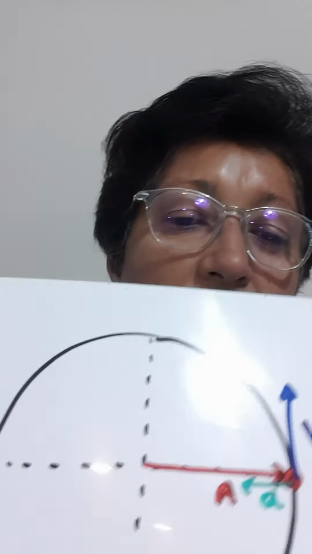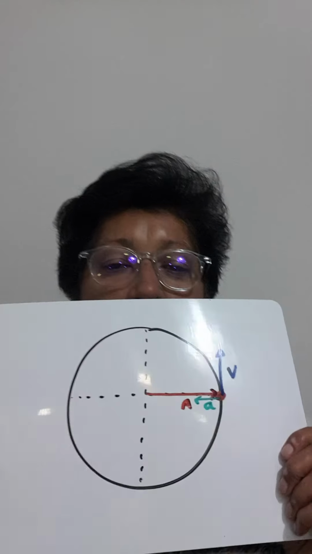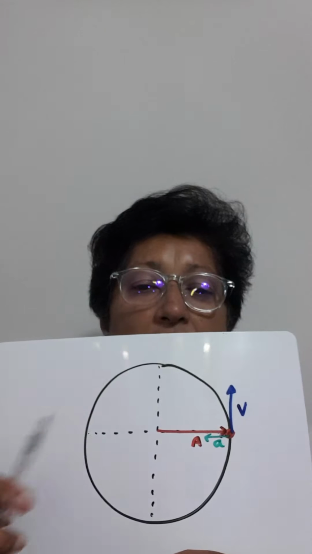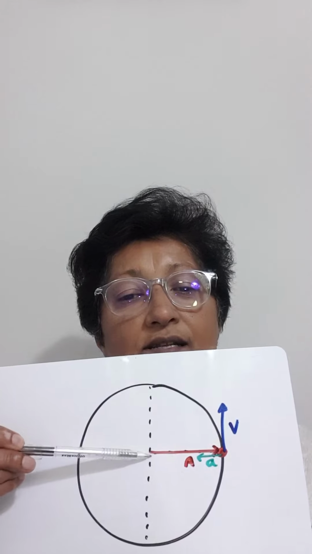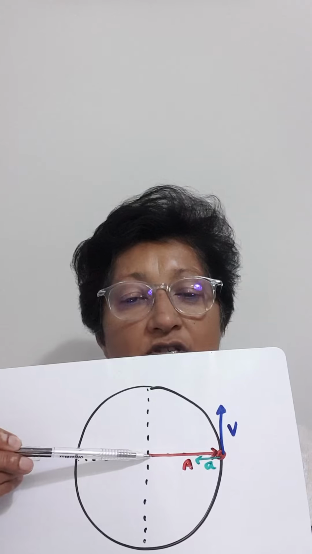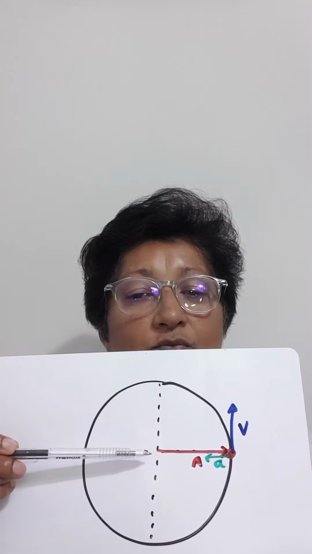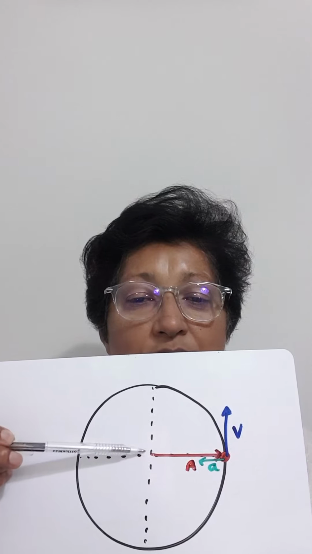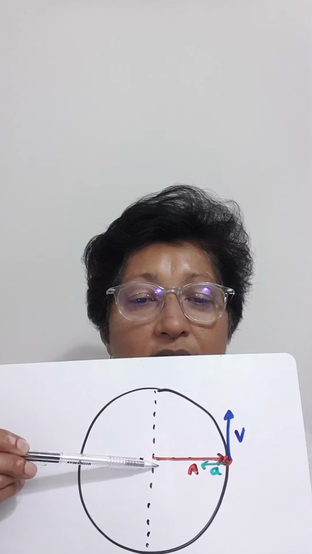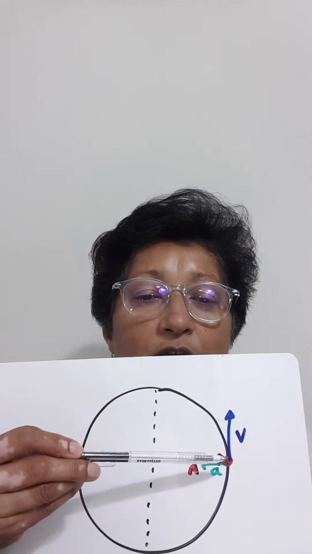So I have drawn here a reference circle, and you have two things. So the center of the reference circle is your equilibrium position. So we are looking at equations where timing starts at equilibrium. So at equilibrium, the simple harmonic motion particle is here and the reference particle is here.